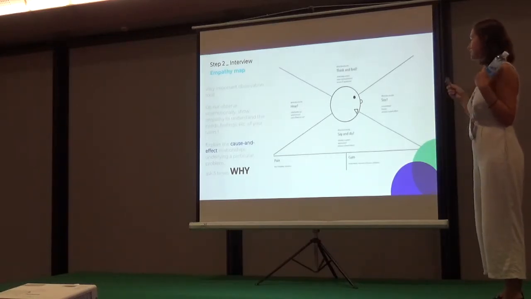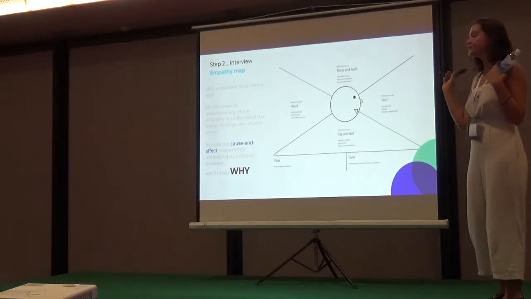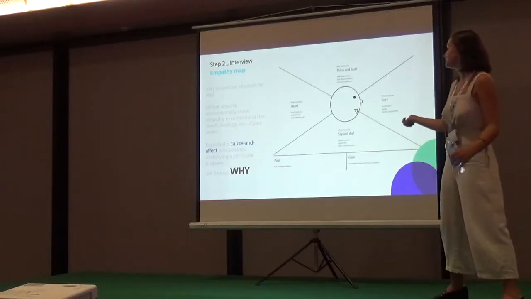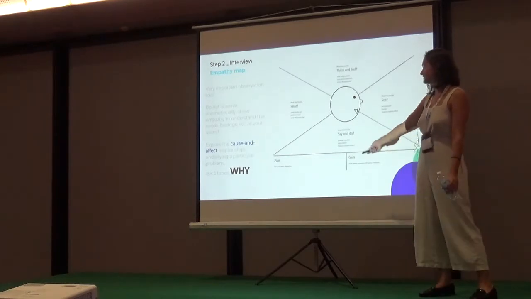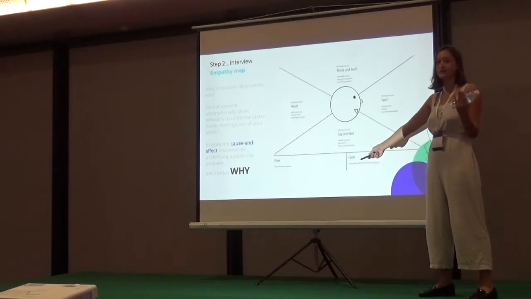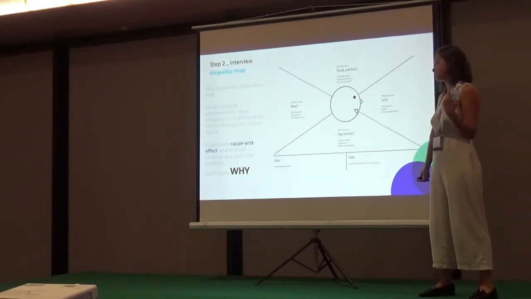You focus on four different things. First of all, the emotions of someone, like how he feels and thinks, but also what he sees, what his point of view is. What he says and does, and what he hears, like what his friends or his family are saying about a specific topic. At the end, it's going to help you have two things here: the pains faced by the target, that's the person that you're talking to, and the gains.